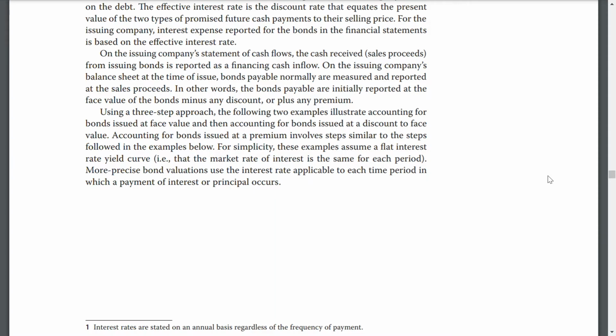In other words, the bonds payable are initially reported at the face value of the bonds minus any discounts or plus any premiums. Using a 3-step approach, the following 2 examples illustrate accounting for bonds issued at face value and then accounting for bonds issued at a discount to face value. Accounting for bonds issued at a premium involves steps similar to the steps followed in the examples below. For simplicity, these examples assume a flat interest rate yield curve. More precise bond valuations apply interest rates in each time period in which a payment of interest or principal occurs.